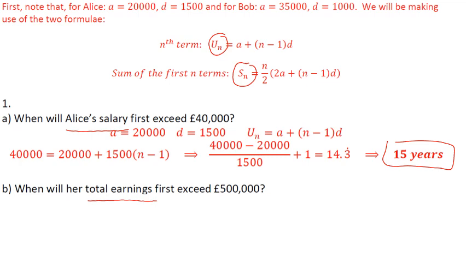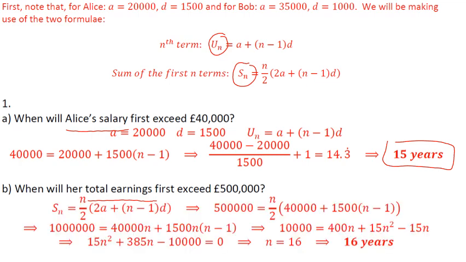Now for part B, the total earnings is to do with the sum of the annual salaries. So this one would require the SN formula. And I'm doing a similar thing. I'm putting in 500,000 as SN, and then we rearrange and solve the equation. But you'll notice in this case, the equation is a quadratic. This is because of the way sequences and series can work.